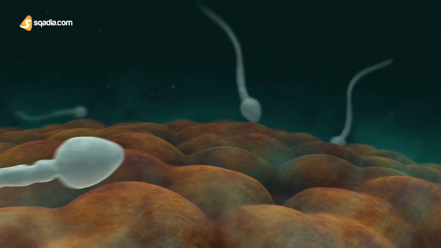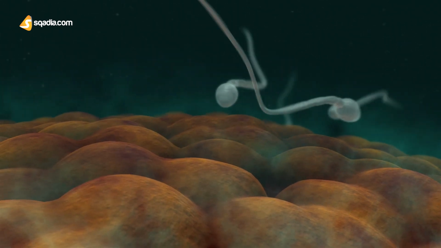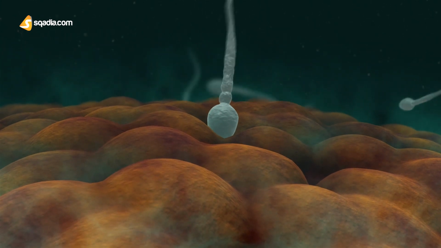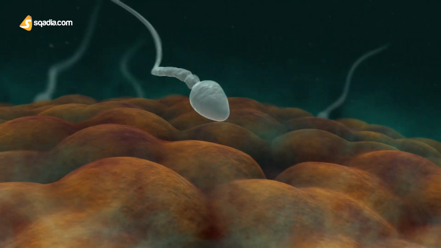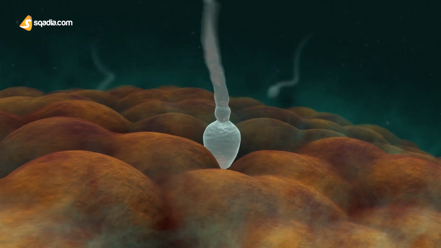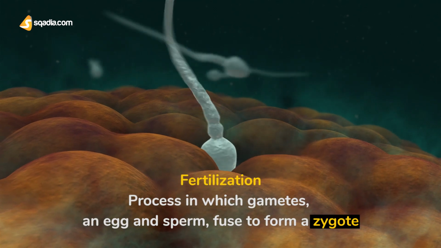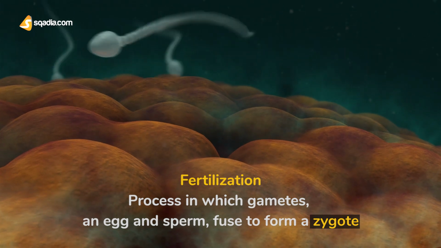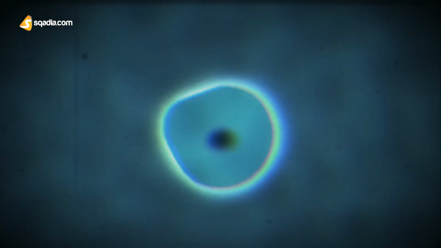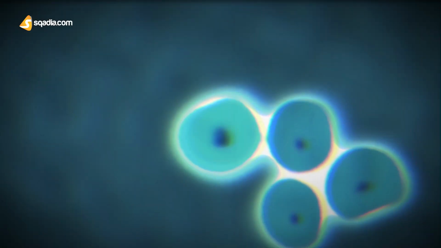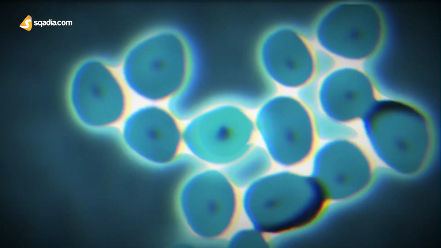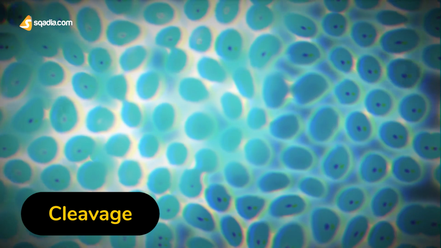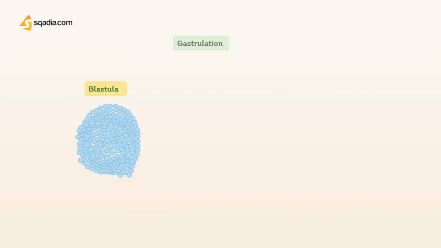Hi guys! So before getting into this video about the embryologic derivatives, I would like to just quickly refresh your embryology and give you a brief overview of how we arrive at the germ layers. We start off with fertilization, which is the process in which gametes, an egg and sperm, fuse to form a zygote. The development of multicellular organisms begins from this single-celled zygote, which undergoes rapid cell division, called cleavage, to form a hollow ball of cells called a blastula.